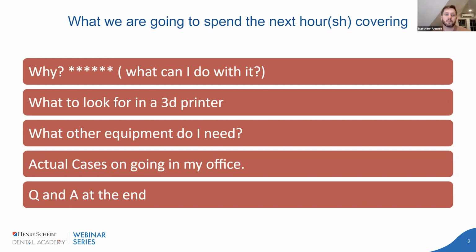We'll touch briefly on what to look for in a 3D printer. There's so many new printers coming out, new companies adding printers. What do I look for? How do I choose? How do I pick the right one? Okay, I buy a 3D printer. What else do I need? Do I need to buy all this other equipment?